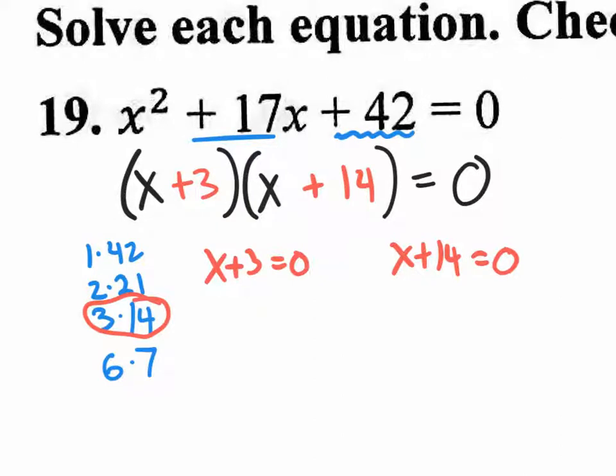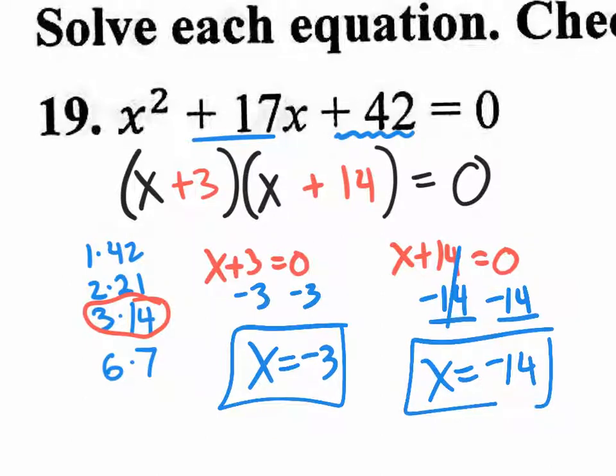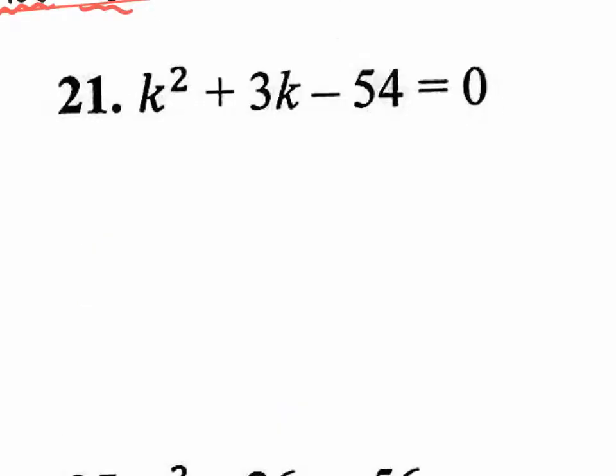And now you solve both. Minus 3, x equals negative 3. That's one answer. Minus 14, x equals negative 14. That's another answer. And we're done. Move on to 21. There's 21.